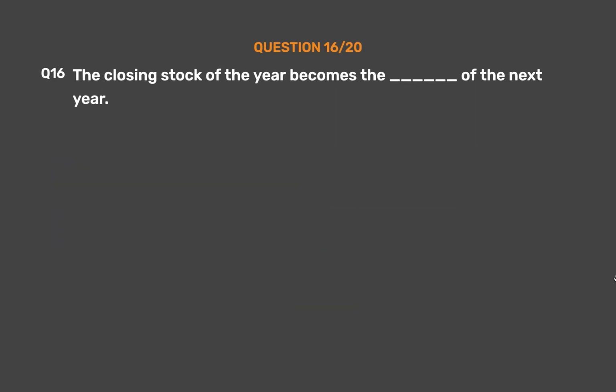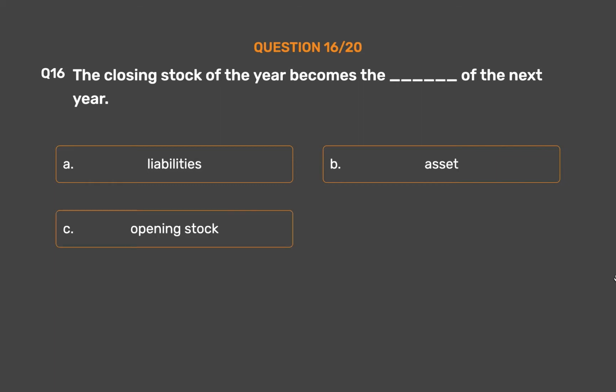Question number 16. The closing stock of the year becomes the underscore of the next year. Option A, liabilities. Option B, asset. Option C, opening stock. Option D, dead stock. The correct answer is option C, opening stock.